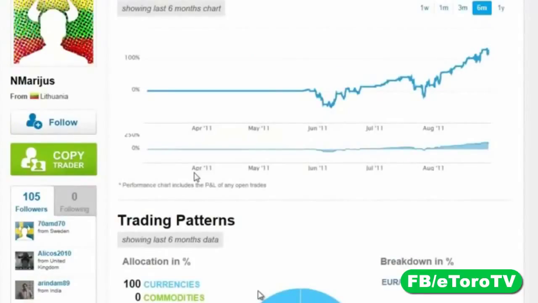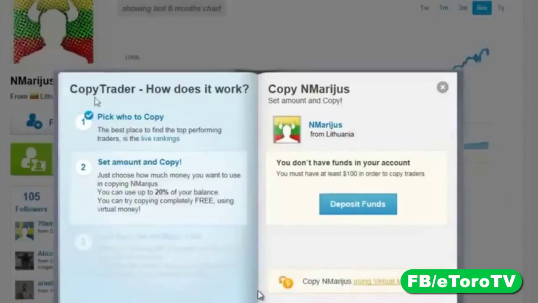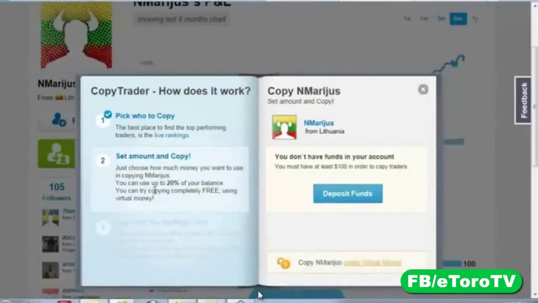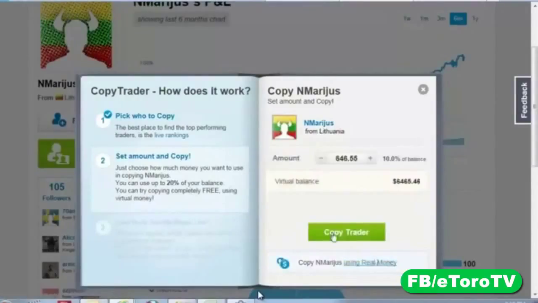So when it comes to trading the euro dollar, I would like to copy everything that he does. Let me click on the copy trader and see what happens now. How does it work? Pick who to copy. The best place to find the top performing traders is the live rankings. We just did that. Set amount and copy. Just choose how much money you want to use in copying, and Marius, you can use up to 20% of your balance. You can try copying completely free using virtual money. Okay, I'm going to use my demo account here.